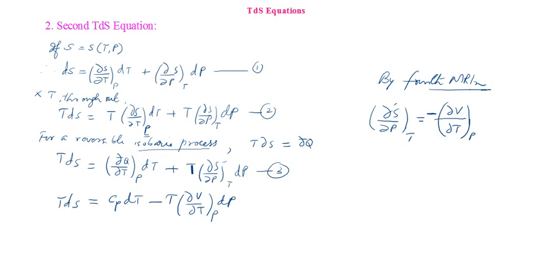Now look at the expression. Is it enough? Yeah. Right side is Cp. Cp is an experimentally measurable quantity. dT is measurable, change in temperature is measurable. Change in pressure is measurable. Temperature is even measurable. Okay.